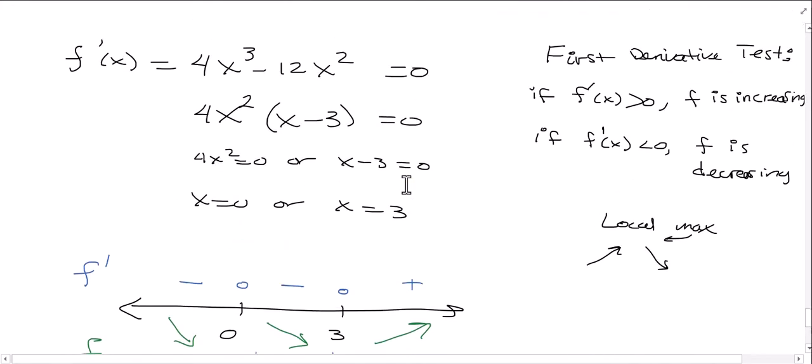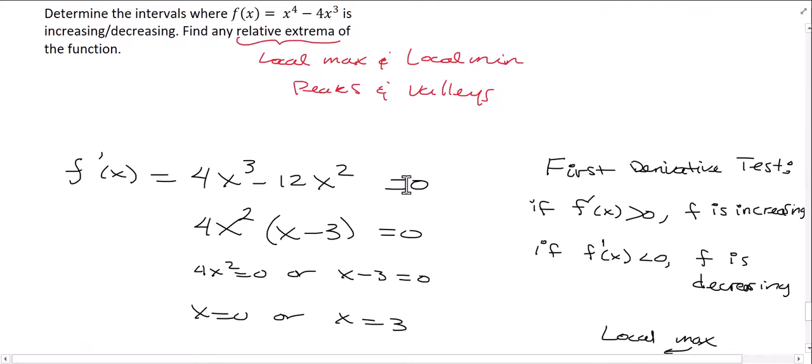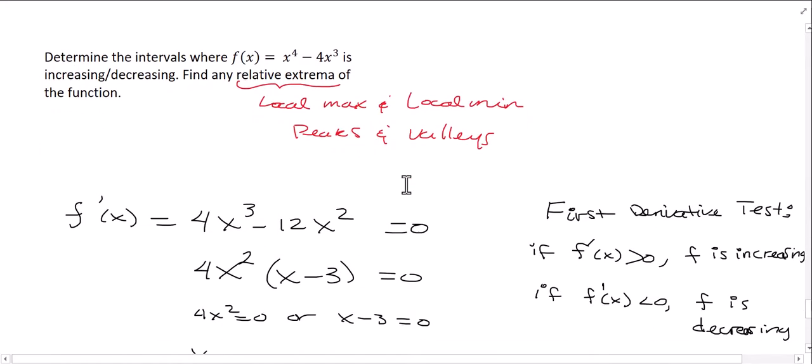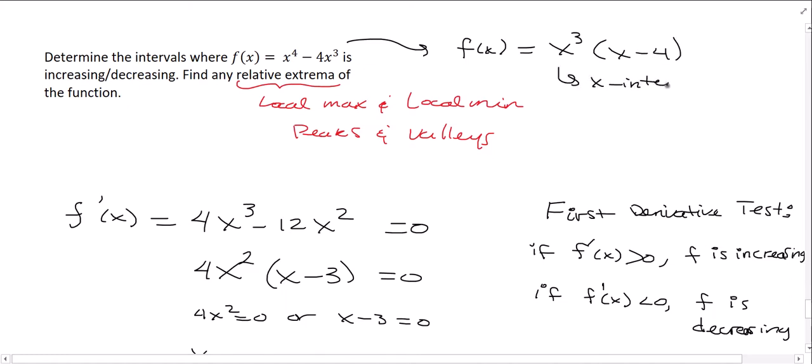Another way to look at this, as we move on from this section, we're going to want to graph these functions without using a graphing calculator. So notice that this function f of x is x to the 4th minus 4x cubed. I can take out an x cubed and I'm left with x minus 4, right? So that means that I have x-intercepts where? So I have an x-intercept at x equals 0 and at x equals 4. So that's where the function crosses the x-axis.